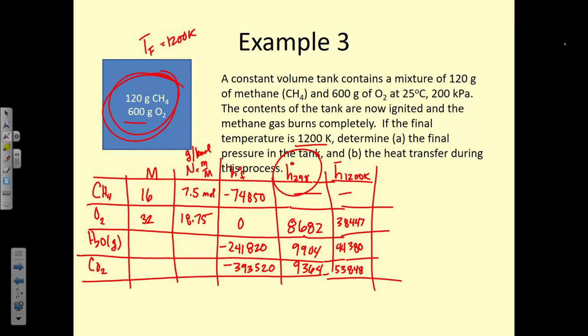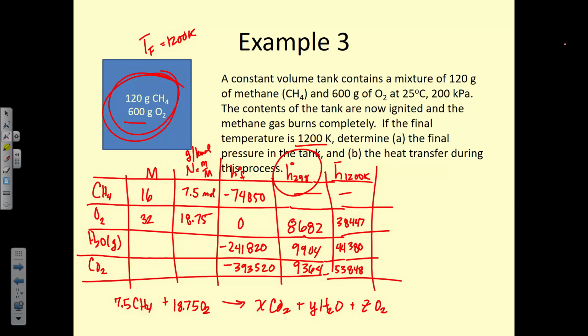Okay, so our equation is going to be 7.5 CH4 plus 18.75 O2, and then we have X CO2, Y H2O, and maybe some Z oxygen. If not, all of it is burnt.